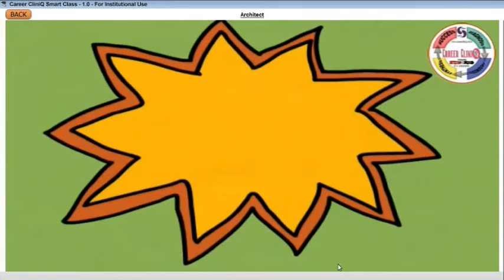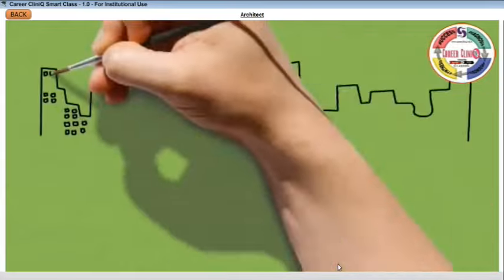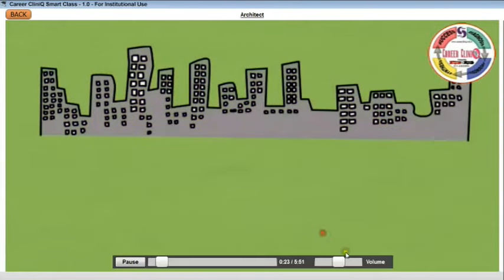Let us start this session with a quotation. Architecture is art we live in. As a civilization, we need buildings. They are a practical necessity.